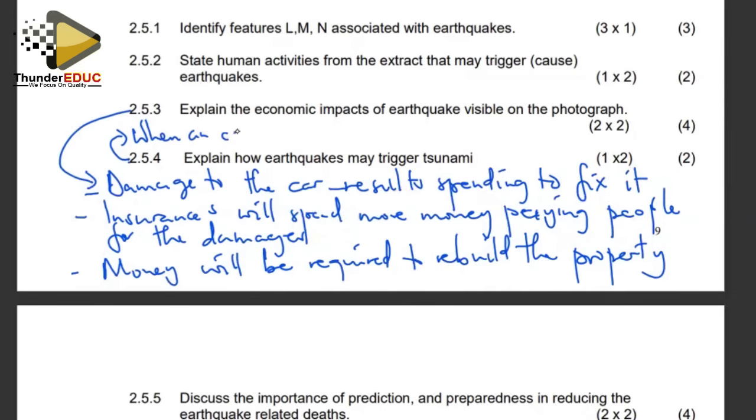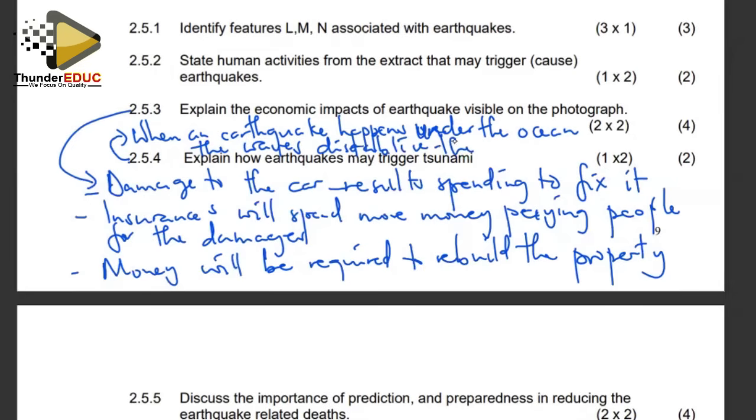When an earthquake happens over, or we can say, let's say, under the ocean, the waves destabilize the water. The seawater into sea waves.